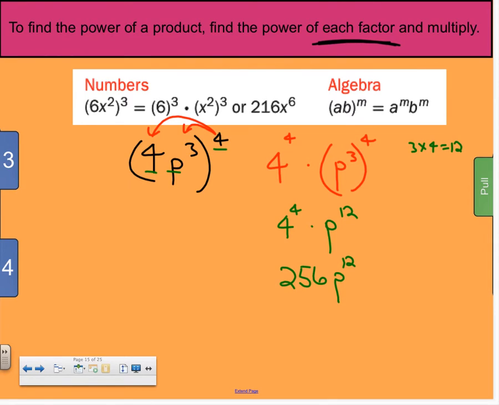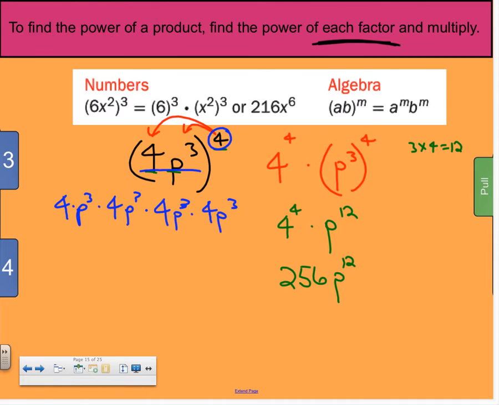Now, why does this work this way? Well, if we were to write out this example, 4p to the third raised to the fourth power means I have 4p to the third how many times? 4. So this 4 tells me I have what's inside 4 times. So if I were to write it out, it would be 4p to the third times 4p to the third times 4p to the third times 4p to the third.